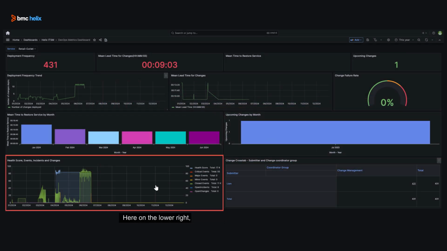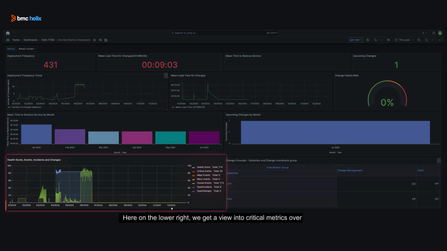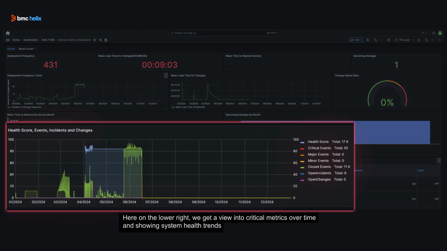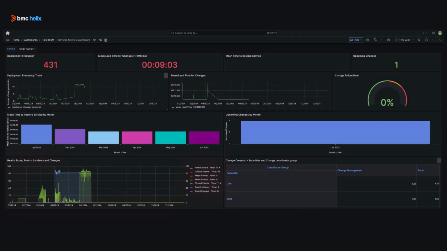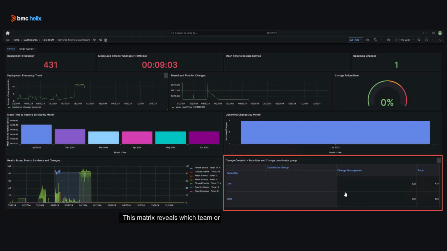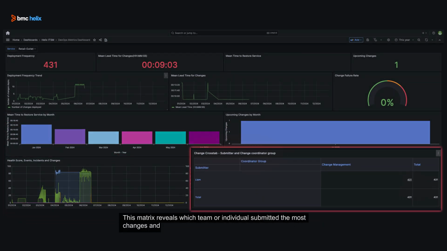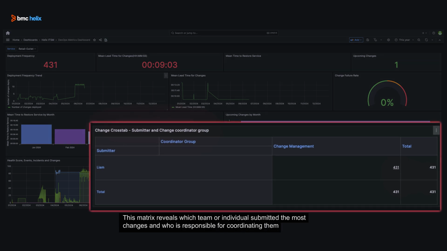Here on the lower right, we get a view into critical metrics over time, showing system health trends. Events, incidents, and recent changes are overlaid on each other, helping teams quickly identify and diagnose potential trending issues. This matrix reveals which team or individual submitted the most changes and who is responsible for coordinating them. It highlights potential collaboration opportunities and may also identify opportunities for process improvements.